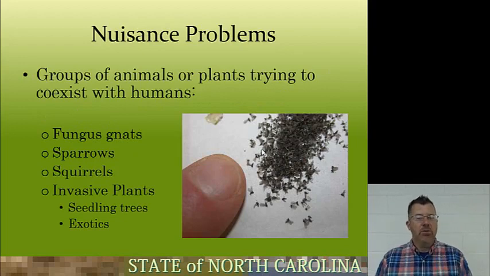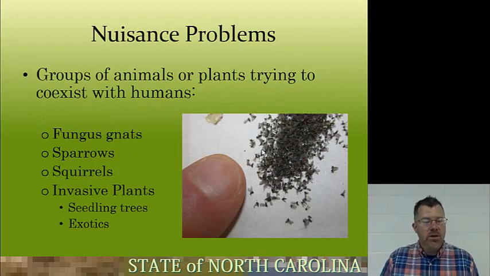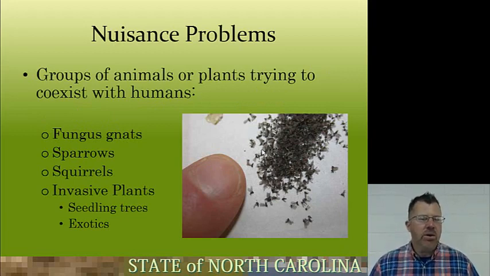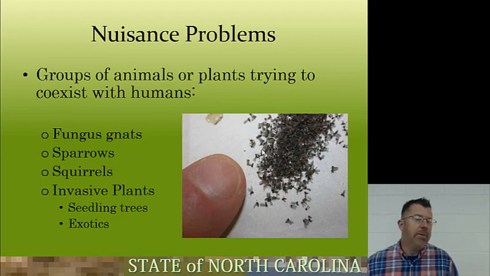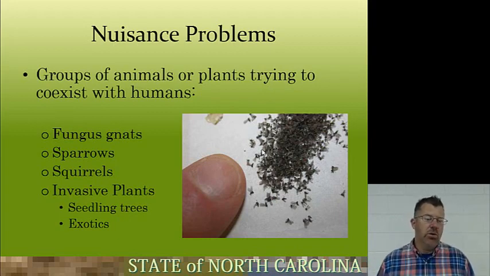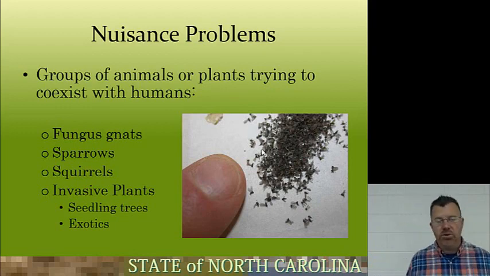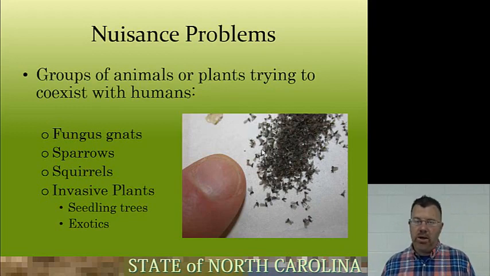Nuisance problems, groups of animals or plants trying to coexist with humans. We've all had these gnats flying around us. We're outside, especially when you get hot and sweaty. They won't leave you alone. Then sparrows get up in people's attics, gutters, everything like that. And squirrels, I have the best natural pest control for squirrels. That's my Labrador Retriever, Lucky. Absolutely has run off every squirrel. Every now and then we'll see her walk up with one in her mouth, and how she can catch a squirrel, I don't know. I mean, a squirrel can be a little mean guy to catch, but Labradors can do it.